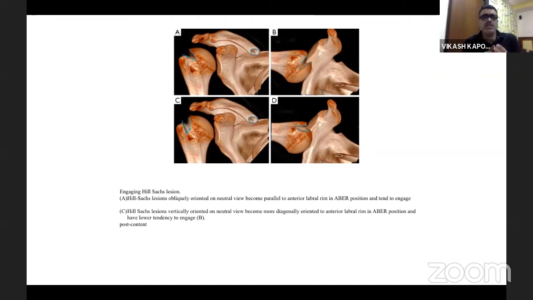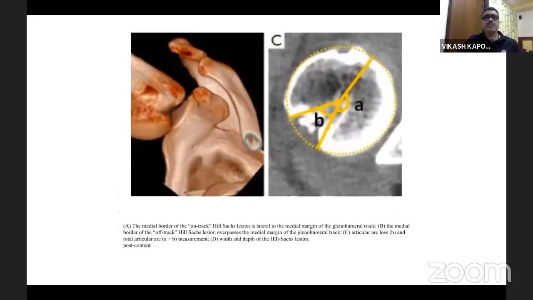So a Hill-Sachs lesion, which is horizontal, in a plane to the glenoid, will tend to engage and therefore needs to be addressed or filled up. And the Hill-Sachs lesion, which is vertical in its own plane, or parallel to the glenoid, will have less chance of engaging and is therefore a non-engaging lesion. It may not need too much redressal once we do an anterior shoulder stabilization surgery.